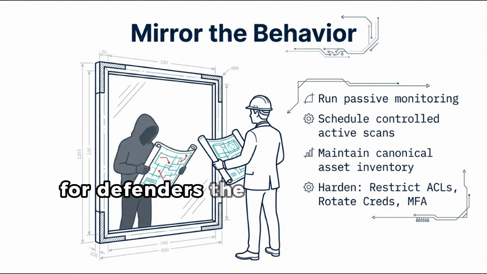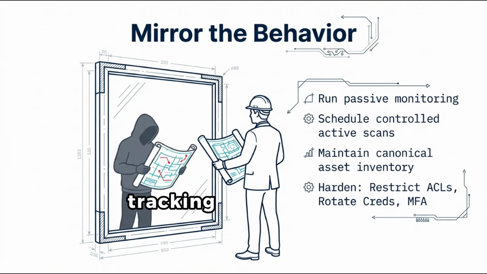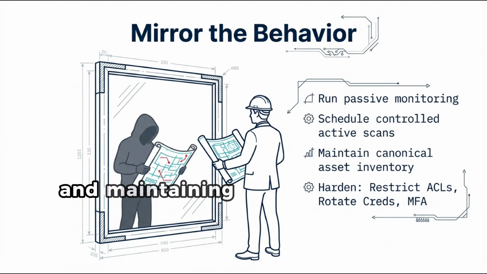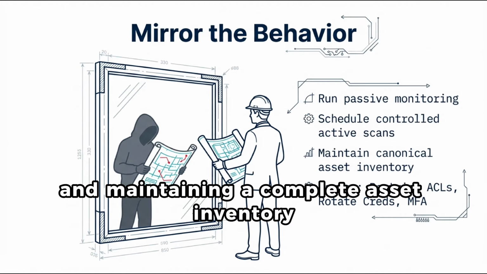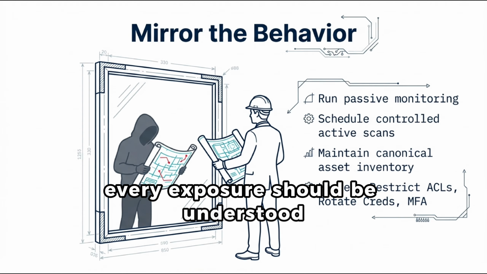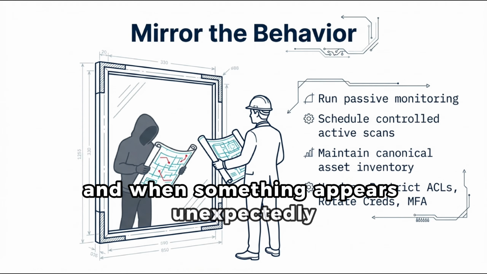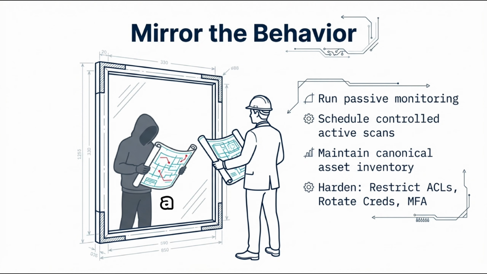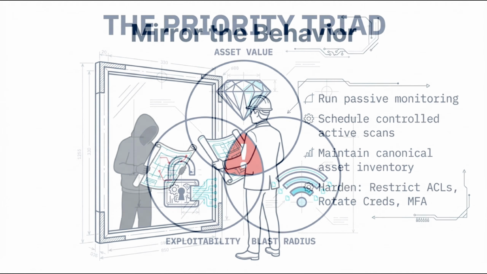For defenders, the lesson is simple but powerful. You need to enumerate your own surface before attackers do. That means monitoring certificate issuance, tracking DNS changes, scanning external assets regularly, and maintaining a complete asset inventory. Every domain should have an owner. Every service should be intentional. Every exposure should be understood. And when something appears unexpectedly, a new subdomain, a public bucket, an open port, it should trigger investigation.